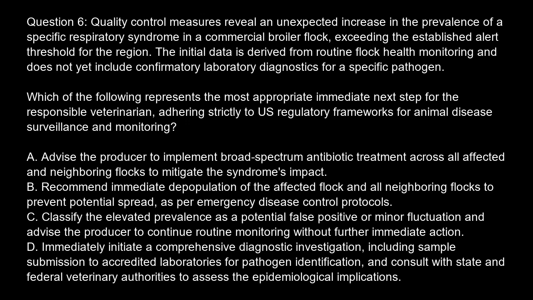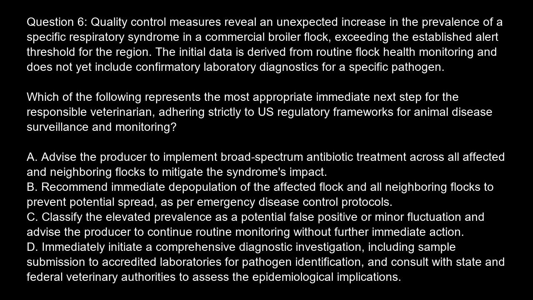Question 6. Quality control measures reveal an unexpected increase in the prevalence of a specific respiratory syndrome in a commercial broiler flock, exceeding the established alert threshold for the region. The initial data is derived from routine flock health monitoring and does not yet include confirmatory laboratory diagnostics for a specific pathogen. Which of the following represents the most appropriate immediate next step for the responsible veterinarian? Adhering strictly to U.S. regulatory frameworks for animal disease surveillance and monitoring.